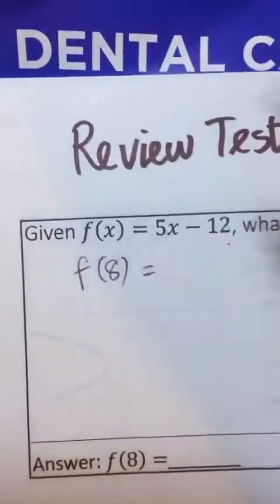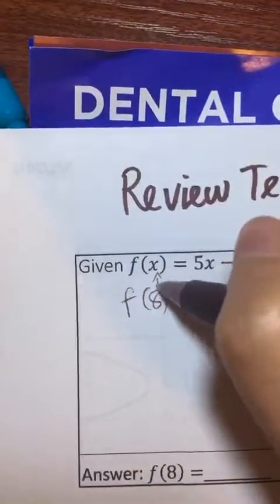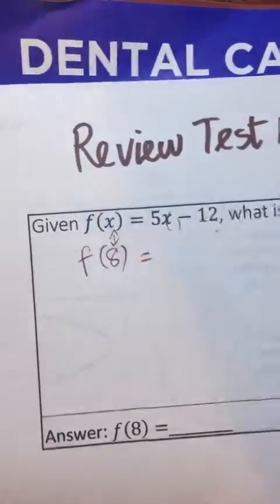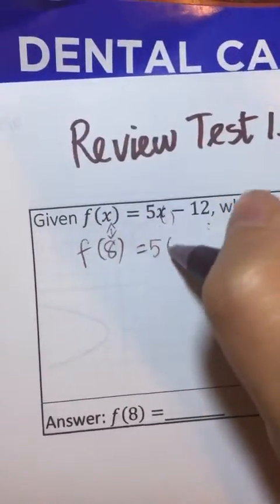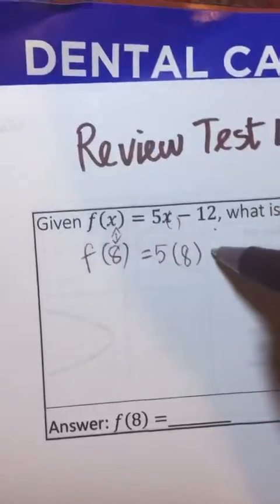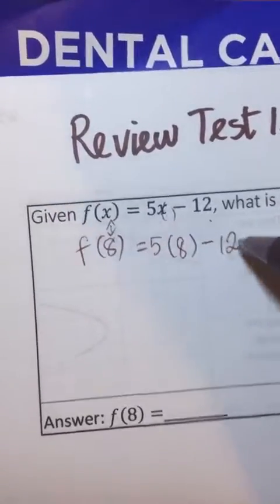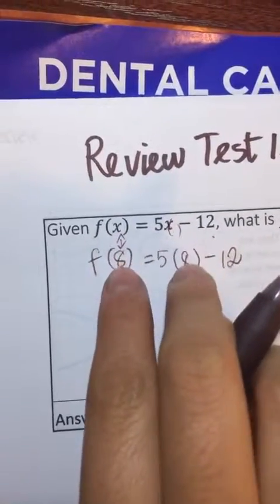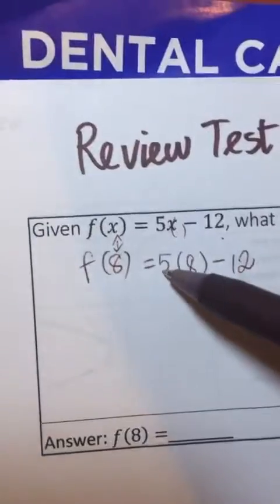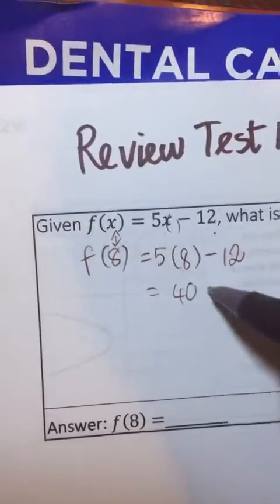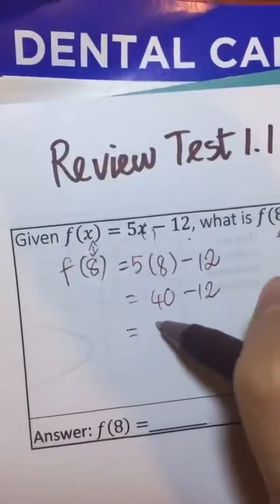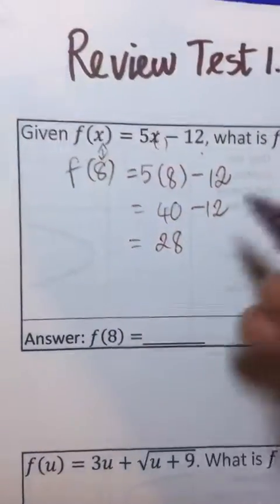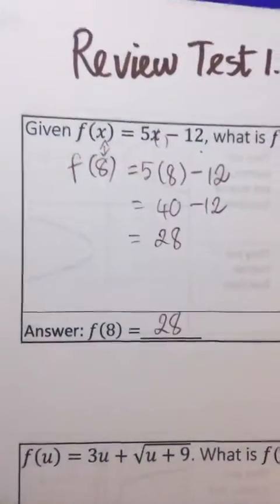So that means whenever you see the x right here, you just replace the x with the number 8. So the x over here, you're going to take it out and put parentheses and put 8 in there. Okay, everything else stays the same. So I'm just switching the x with the number 8. Now I multiply 5 times 8, which gives you 40. 40 minus 12, the answer is 28. So you're going to write your answer right here. f of 8 equals 28.